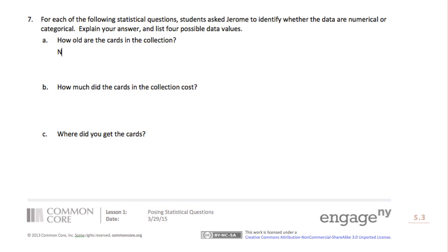Second question, how much did the cards in the collection cost? Well, most certainly he would have purchased cards at different times and sometimes in packs, sometimes individually, so there's a whole variety of prices. And again, this is numerical data, and there would be a whole variety of different prices that we could list. And then where did you get the cards is categorical, and there would be a number of different stores that Jerome typically goes to, that he gets those cards, and so we could gather that data as well.